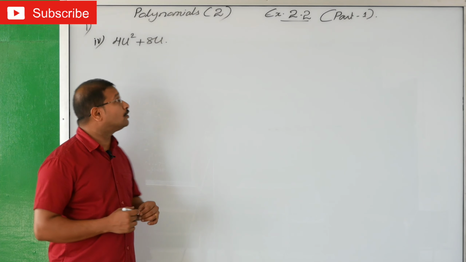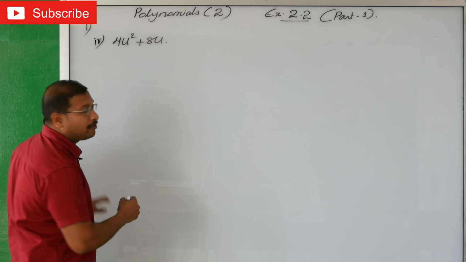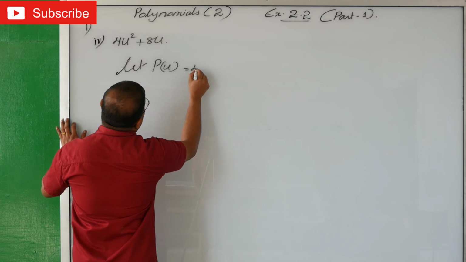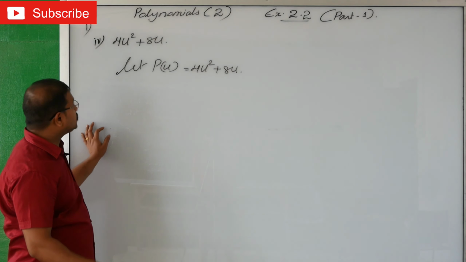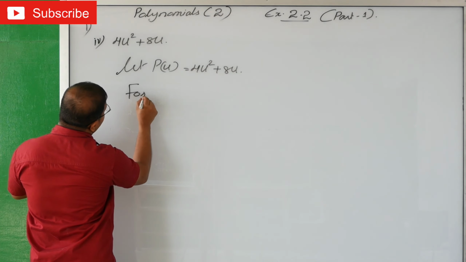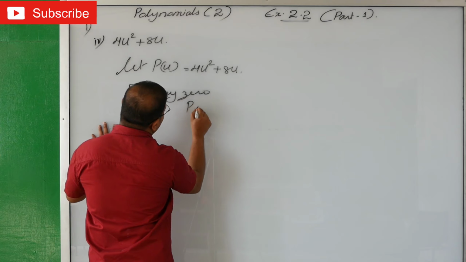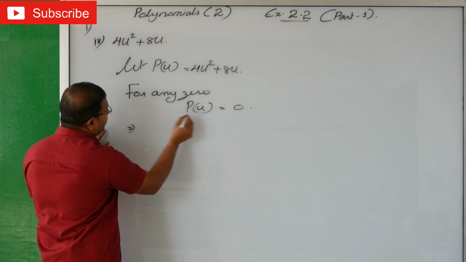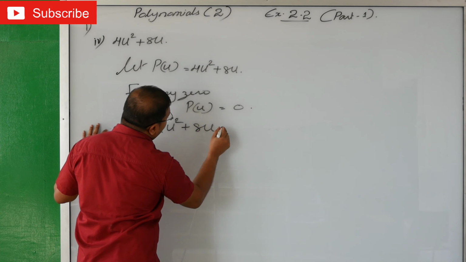Let's see the next question. Question number 4: 4u square plus 8u. Ready? So what will you write? Let P of u equal 4u square plus 8u. This is one polynomial in terms of u. For any zero, P of u should be 0. Ready? This implies, what is the value of P of u? It means 4u square plus 8u equals 0.